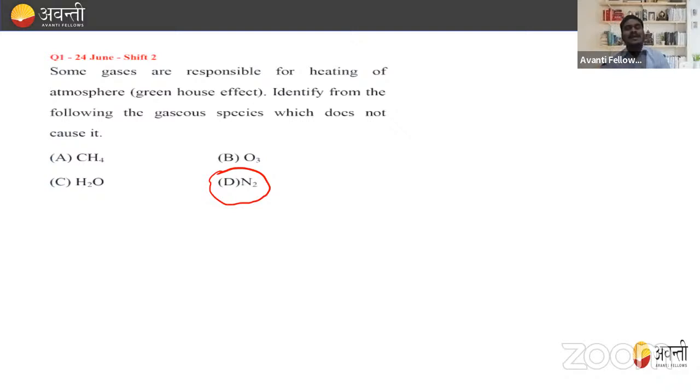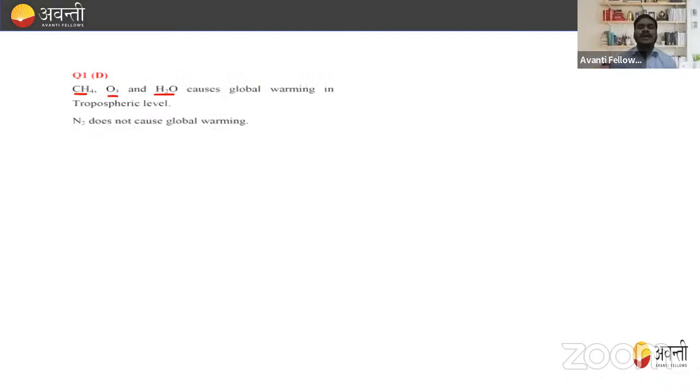Remember? And why nitrogen, beta? N2 does not cause global warming. Try to remember this. Okay, so what is the greenhouse effect basically? Can anyone explain? What is the greenhouse effect? Yes, beta.